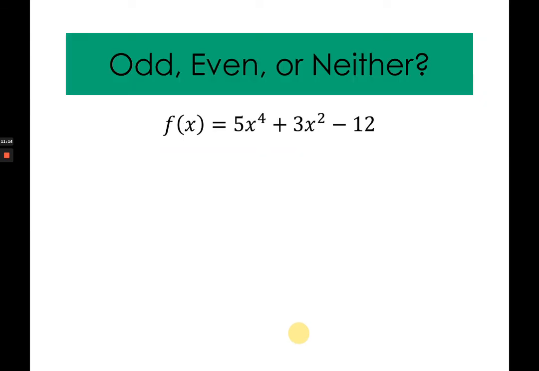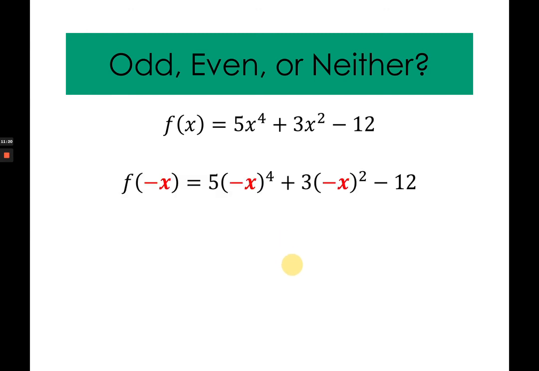Okay, let's have your final examples. Determine whether the function is odd, even, or neither. If we substitute a negative x, this does not change, this does not change, this does not change, because power of even, negative times negative is positive. So since there's no change, this is the case of even.